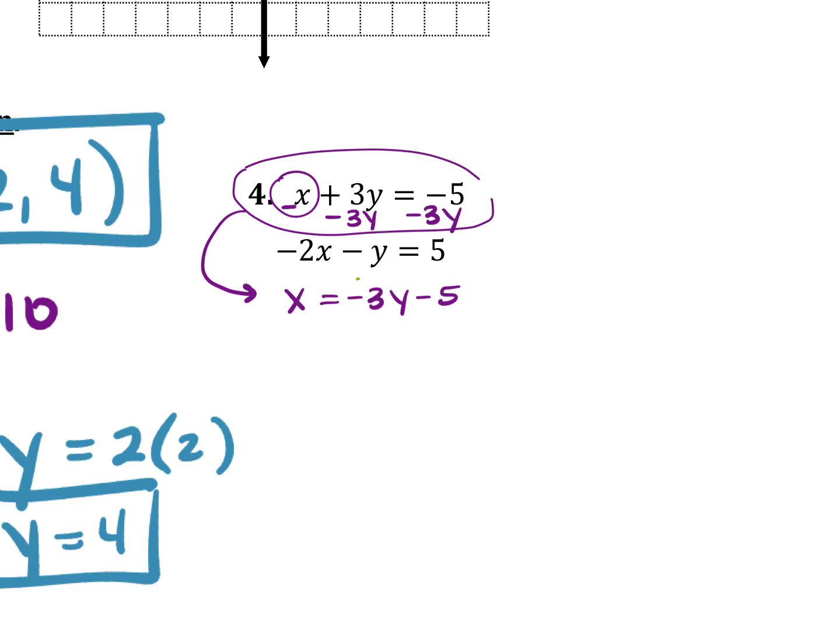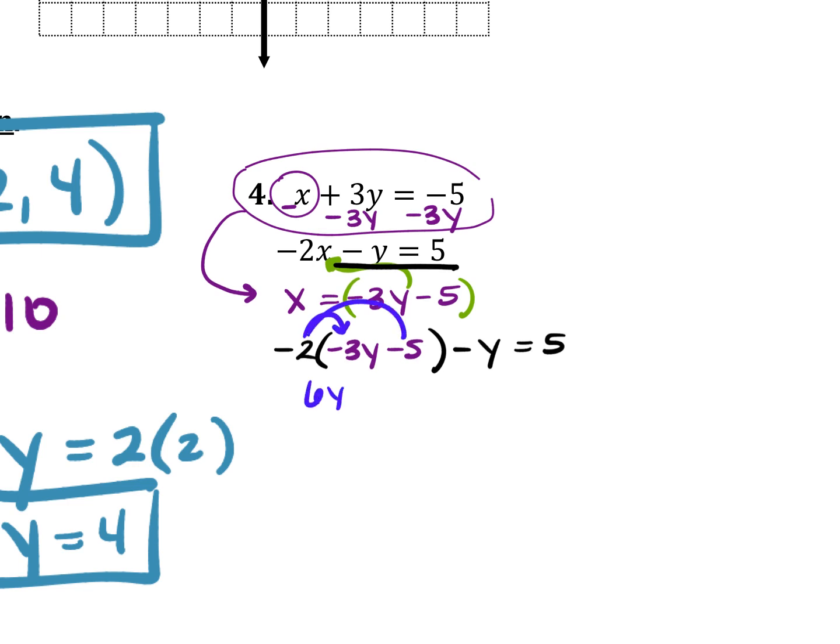Okay, so now I know what x equals. This is what x equals. I'm going to plug that into the other equation where my x is. So it's going to be -2 times my x value, (-3y minus 5). And then I'm just going to finish out that equation. Minus y equals 5. Okay. Then from here we distribute. So this is 6y plus 10 minus y equals 5.